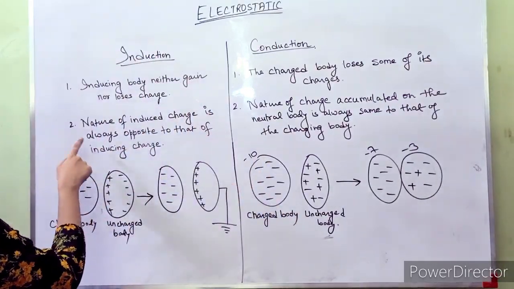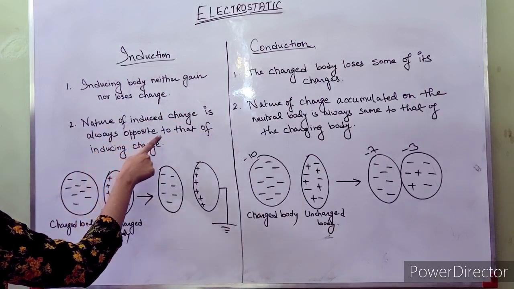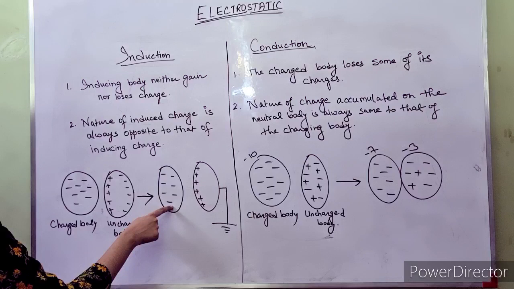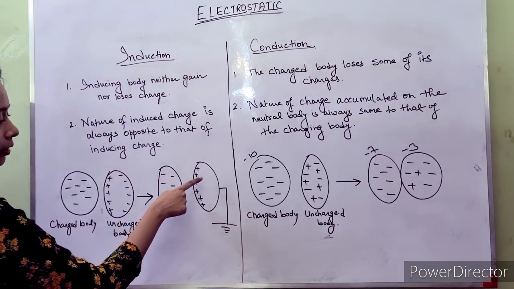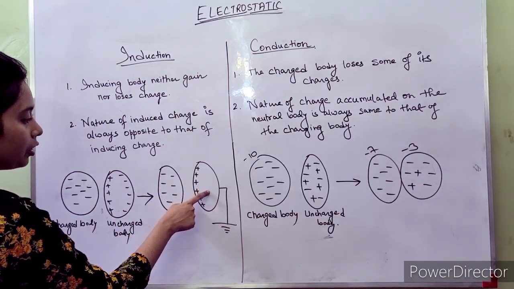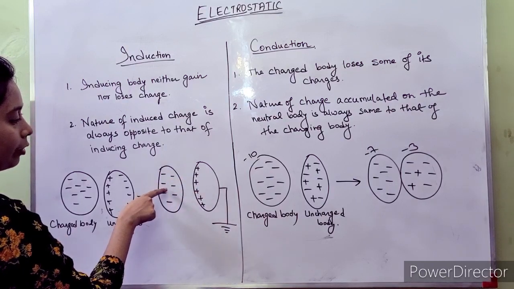Now the second one is, the nature of induced charge is always opposite to that of the inducing charge. This is the inducing charge. Now we have taken the inducing charge as negative, but see, the charge that has been induced on the uncharged body is opposite to that of the inducing charge.